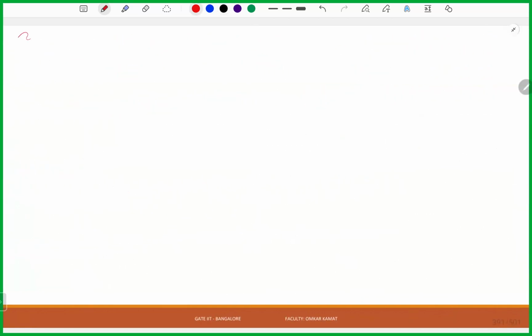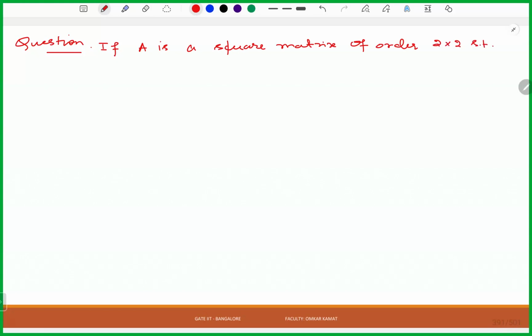Next question. If A is a square matrix of order 2 cross 2, such that A square plus A plus 2I is equals to 0, then which of the following is incorrect?